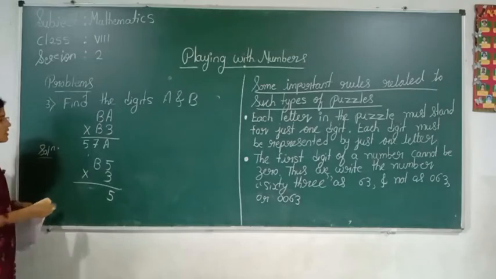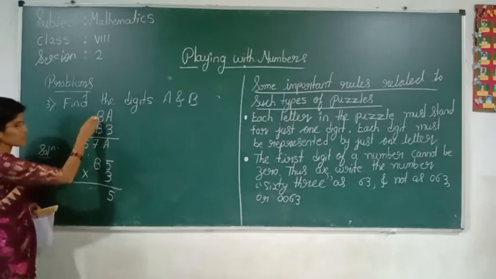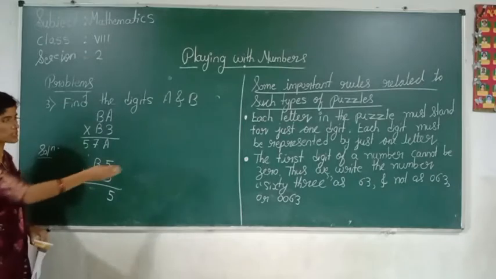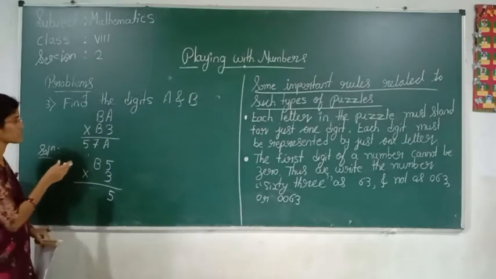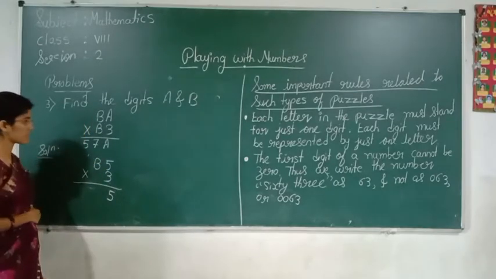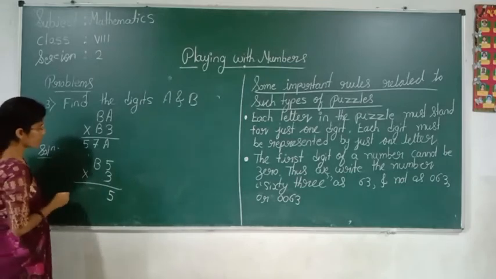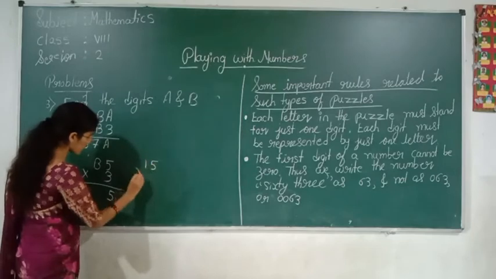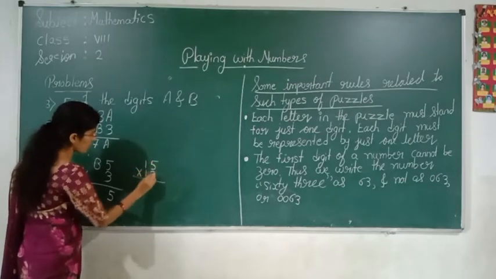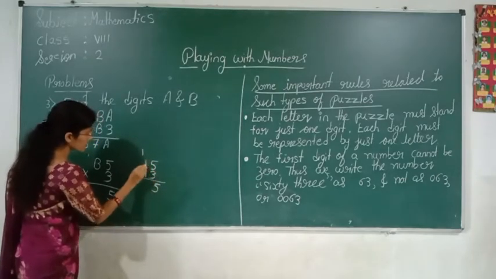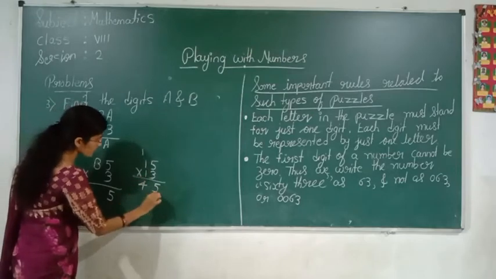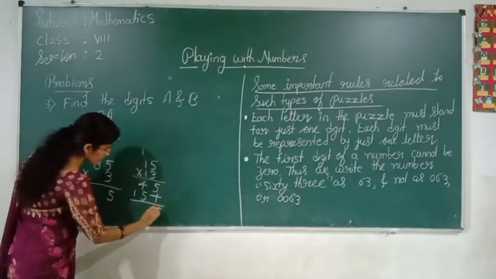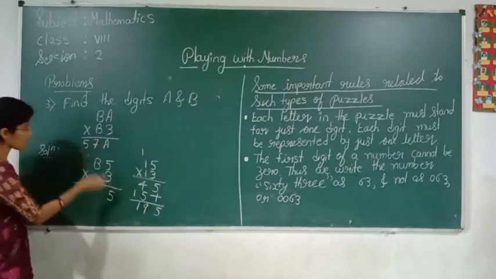See here, I can't write 0 here, yes or no? The first place can't be 0, because the second rule tells us that the first digit of a number cannot be 0. Now see here, go for 1, 1. If I take 1, 1, what will happen? 15 into 13. 5 3s are 15. 3 1s are 3, 3 plus 1 is 4. 1 5 is 5, 1 1 is 1. It will become 195.